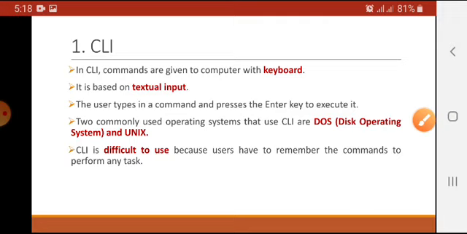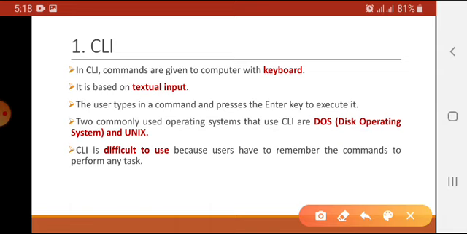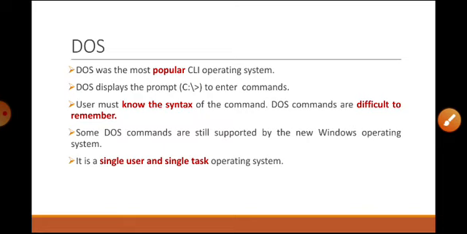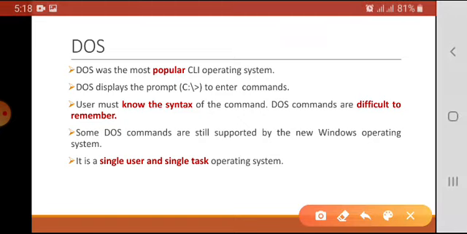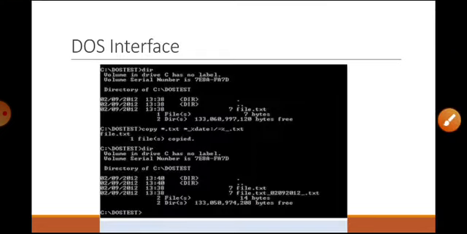The most commonly used operating systems that have a CLI are DOS and Unix. DOS stands for Disk Operating System. It was an old operating system which was a single user and single tasking operating system, which means we cannot allow multiple users and even multiple programs to run at the same time. Its interface is like this, as shown in the figure, which has a black background with white text written on it.